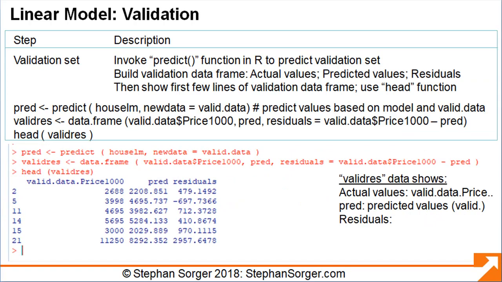To build our prediction model from our validation set, we invoke the predict function in R. For the predict function, we use as arguments the linear model based on the training set, or house LM, and the new data, which is our validation data. Just as we did before, we build a data frame we call validRes to show the actual home price values, the values predicted from the validation set, and the residuals. Again, we see that the residuals are fairly large relative to the actual price and predicted values.